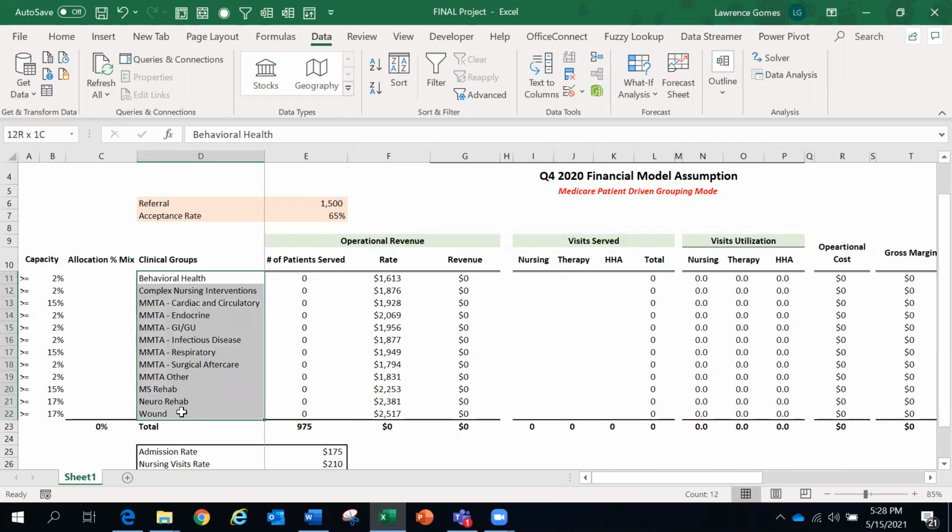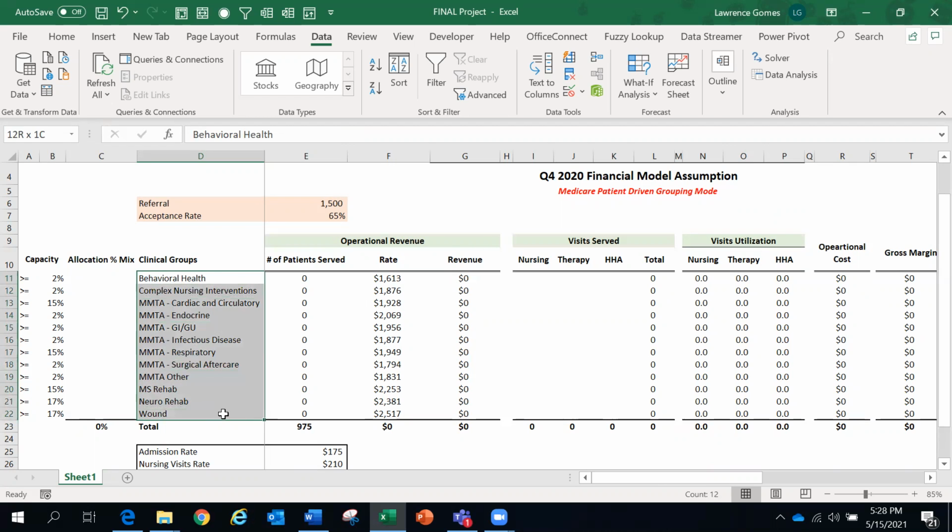The agency has categorized 12 clinical groupings based on the patient's diagnostic categories. So a cardiac patient falls under the cardiac clinical grouping. COVID or respiratory diseased patients fall under the respiratory category. Rehab patients fall under the rehab category, MS rehab and neuro rehab. Wound patients go into the wound category.